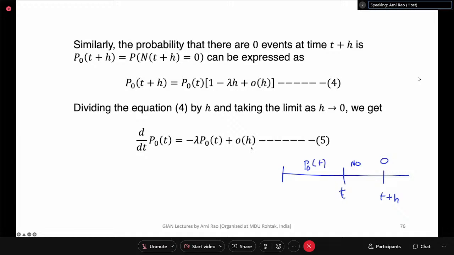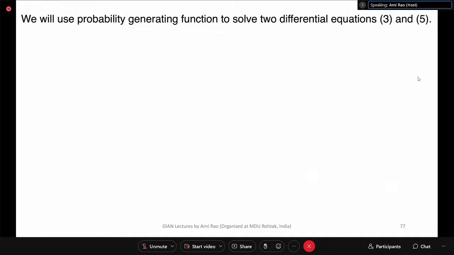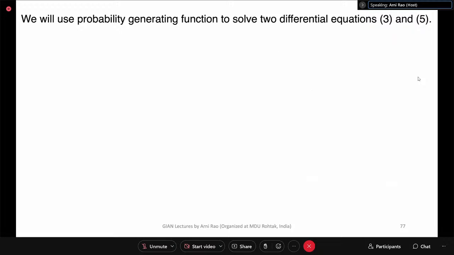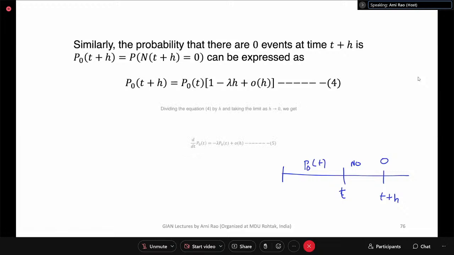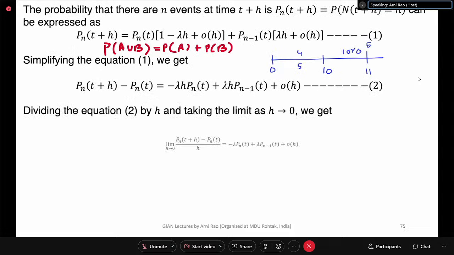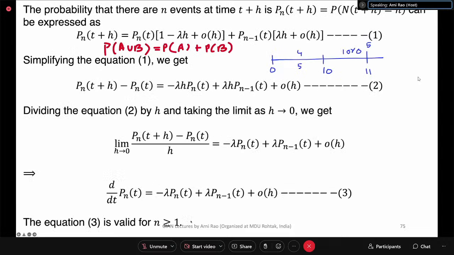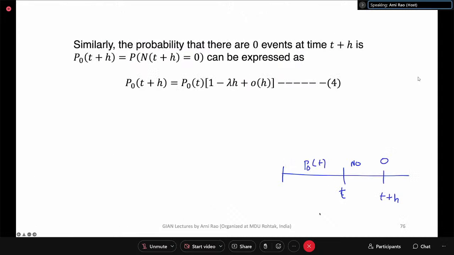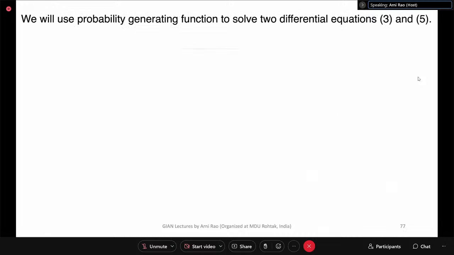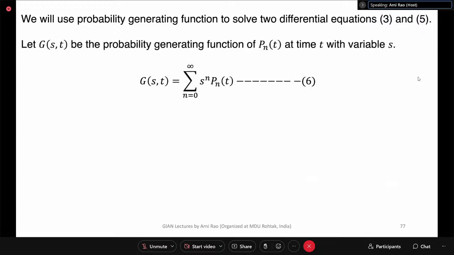So combining these two, what we'll do is use the generating functions. Recollect the two equations: equation 3 is one differential equation, and this is another differential equation. These two differential equations we combine together and then solve using the generating functions, the probability generating function.